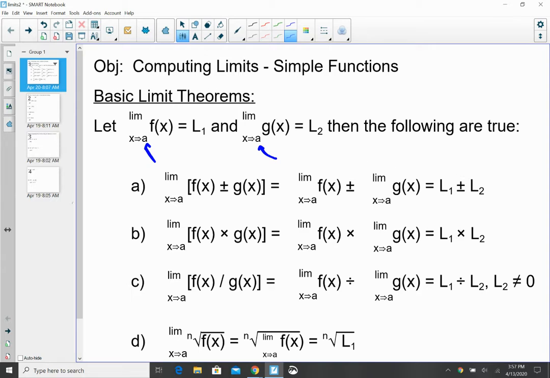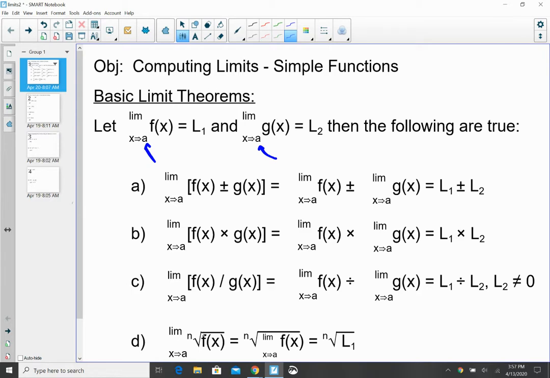It's the sum of the limits. The limit of the sum is the sum of the limits. It's kind of like a weird thing to say. And if you're multiplying two functions together and evaluating their limit, it's the same thing as if you're evaluating them independently and multiplying those values together. You could say the same thing with division. You're just dividing the values. The thing is, you make sure that L2 cannot equal 0 because you can't divide by 0.